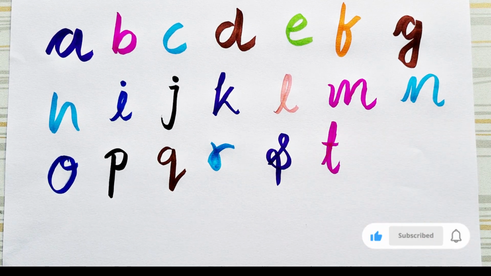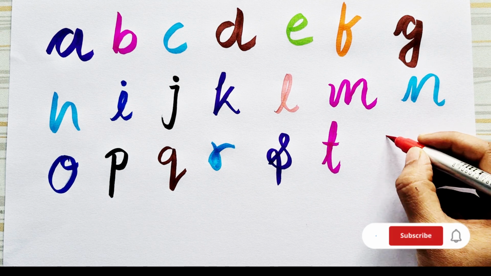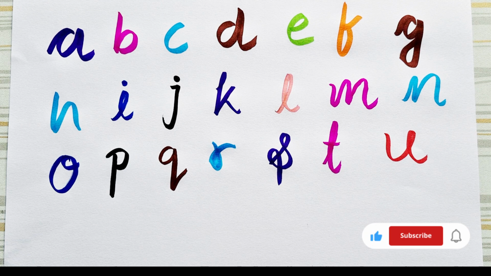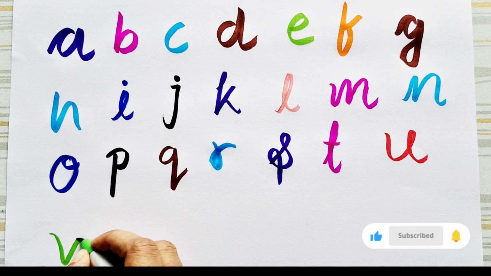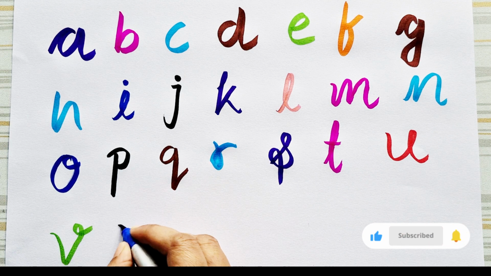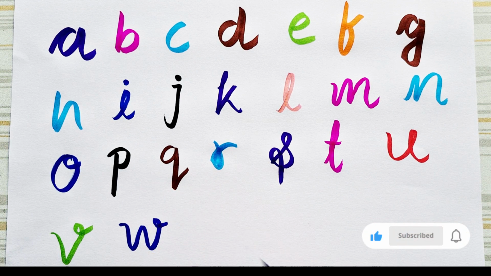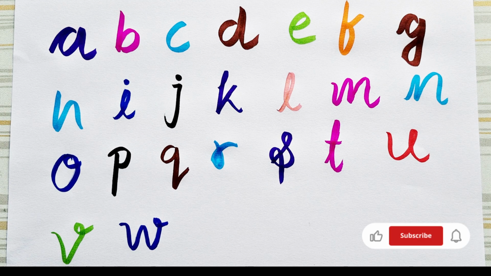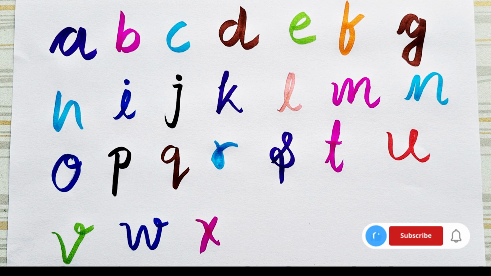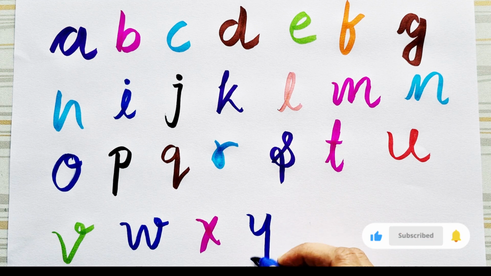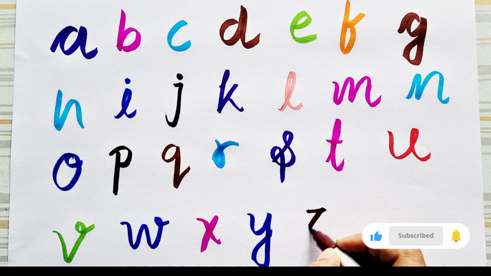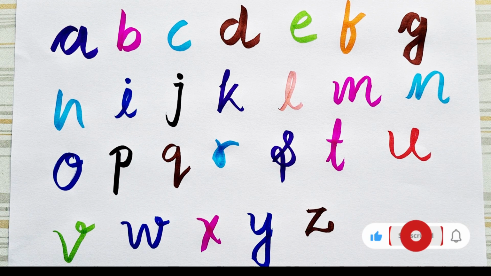T for tomato. U for umbrella. V for van. W for worm. X for X-ray. Y for yellow. Z for zero.